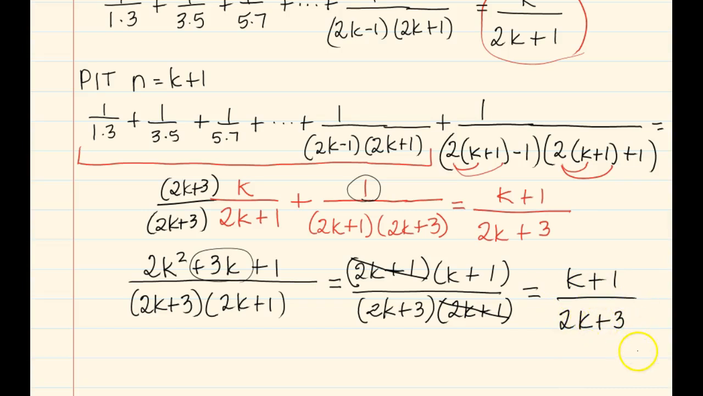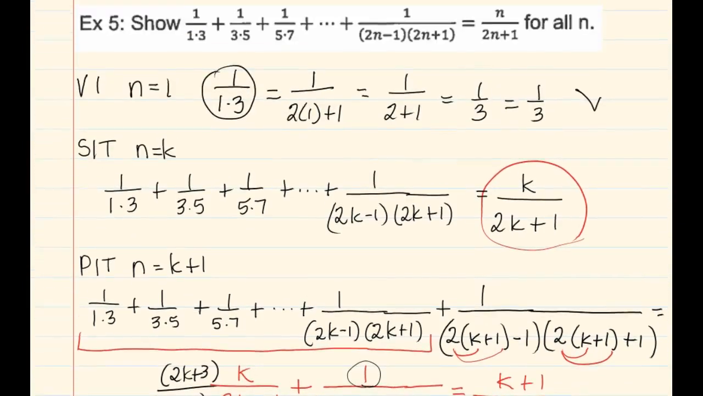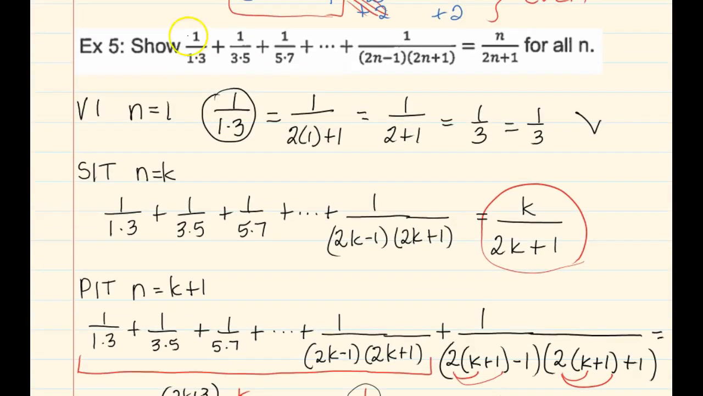So yes, indeed, we have proven that this works for n is equal to k plus 1. So we can conclude that this is true for all n.